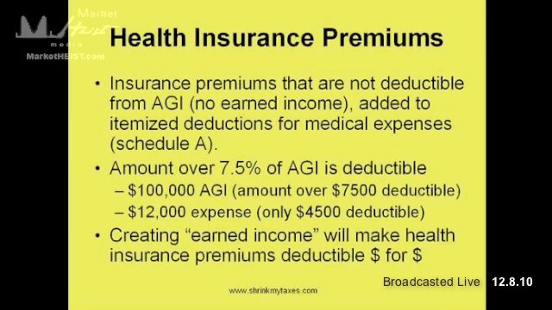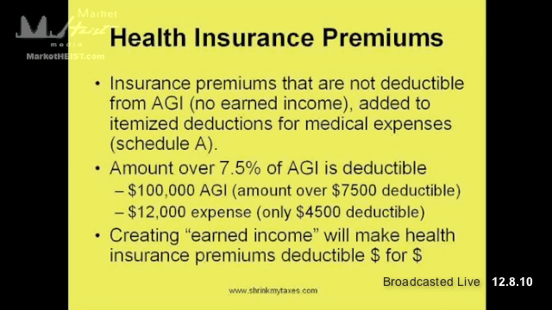Insurance premiums are not deductible from your adjusted gross income if you don't have earned income. They can actually get added to your itemized deductions for medical expenses on your Schedule A. And to take that, it's limited to the amount over 7.5% of your AGI; that's the only amount that's deductible.